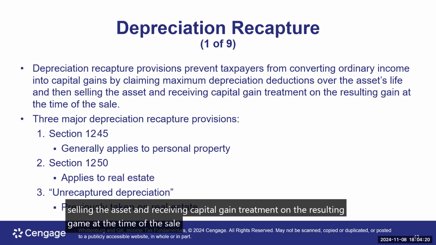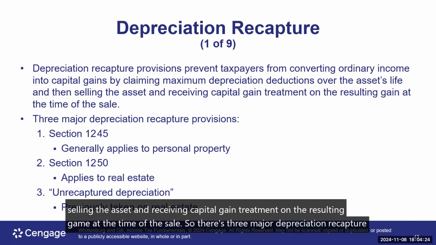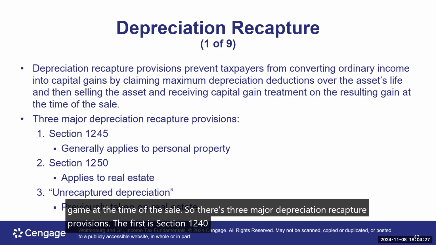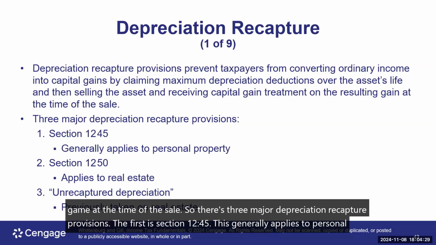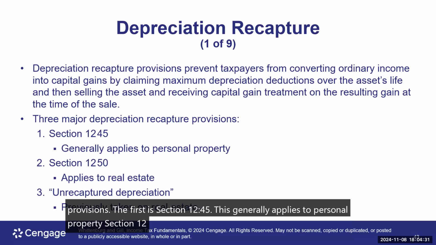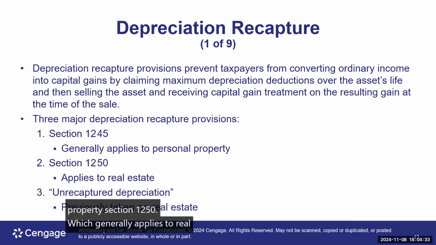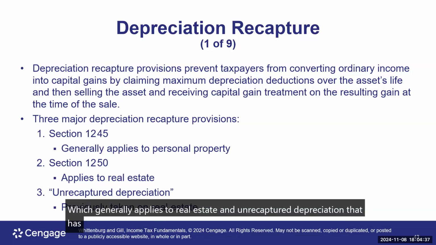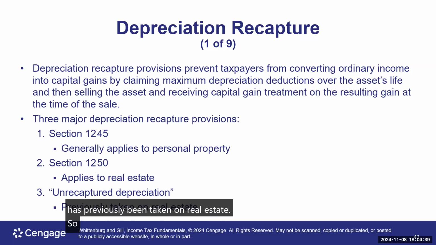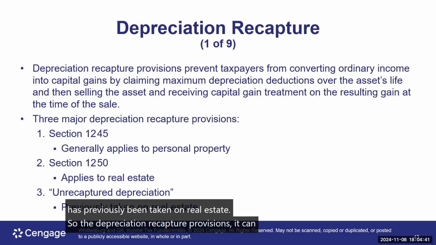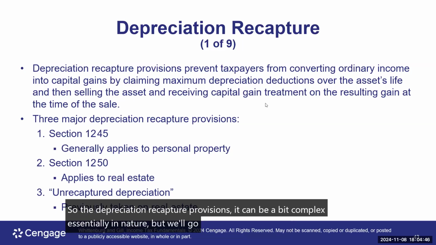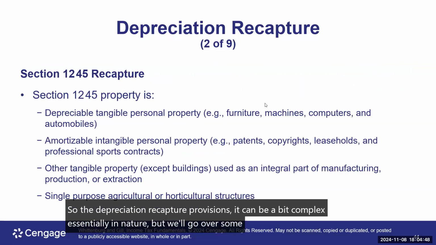So there are 3 major depreciation recapture provisions. The first is section 1245. This generally applies to personal property. Section 1250, which generally applies to real estate, and unrecaptured depreciation that has previously been taken on real estate. The depreciation recapture provisions can be a bit complex in nature, but we'll go over some of the basics so you can get an understanding.